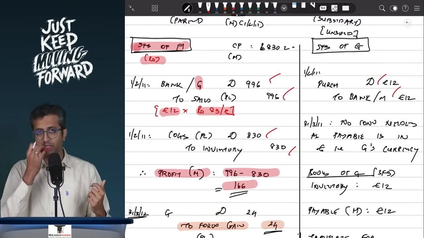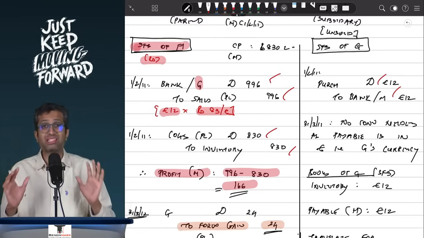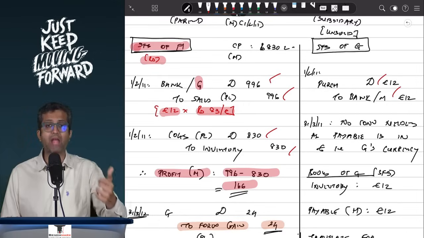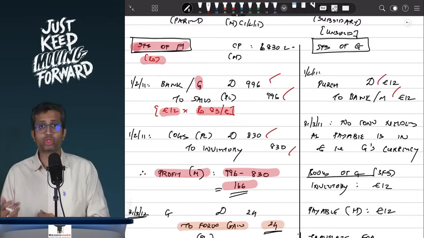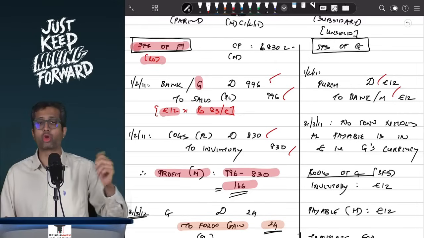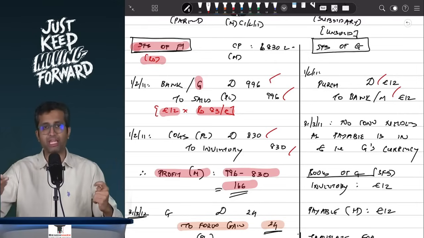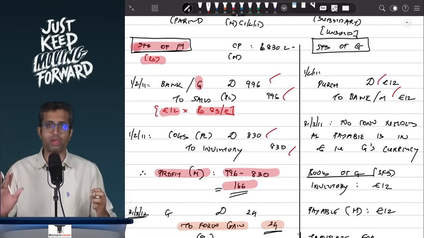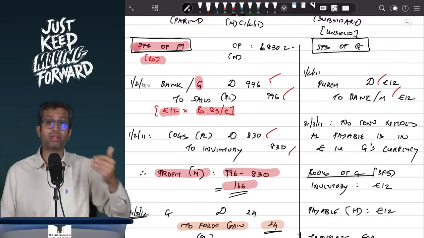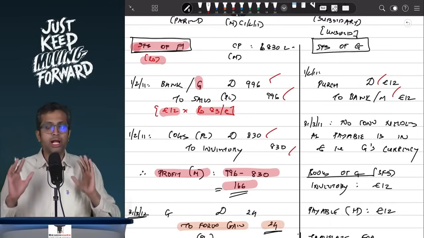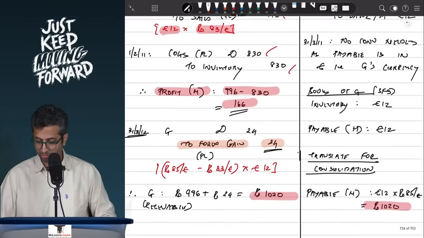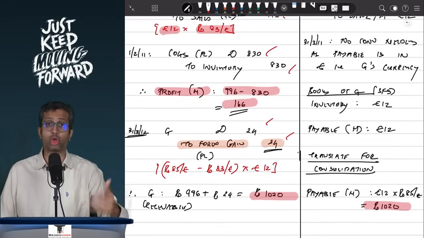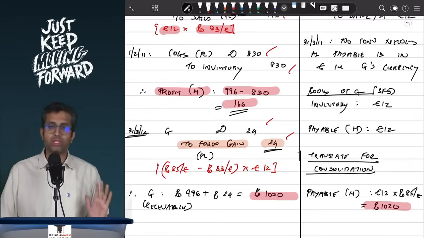Now at the end of the year, in my separate financial statements, for M at least, I will have to remeasure the receivables which are 12 lakh euros at the rate of 85. Earlier, the receivables were recorded at the rate of 83, and hence there will be a 2 rupee gain in the books of M. 2 rupees into 12 lakh euros, that is 24 lakh rupees, will be the foreign exchange gain which will go to the P&L account. This is G account debit, 24, to forex gain in the P&L, that is 24. Remember, in the books of G, there will be no foreign exchange gain or loss because the transaction is in the currency of G.